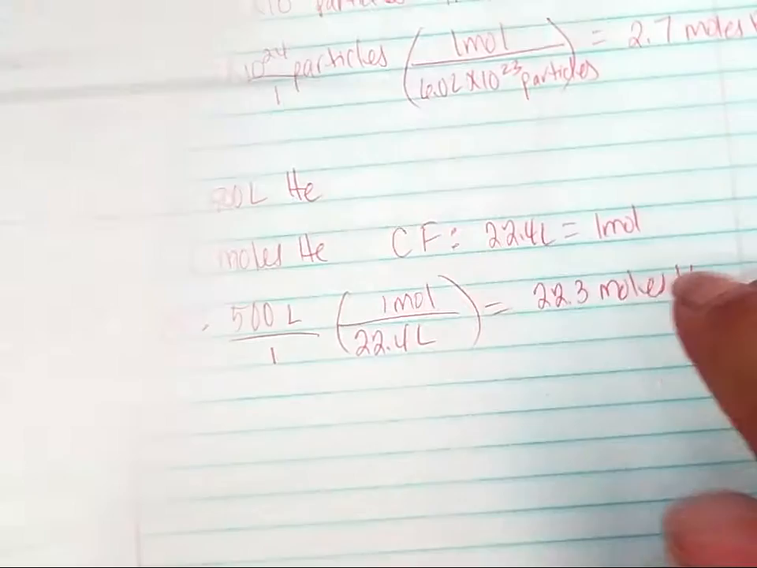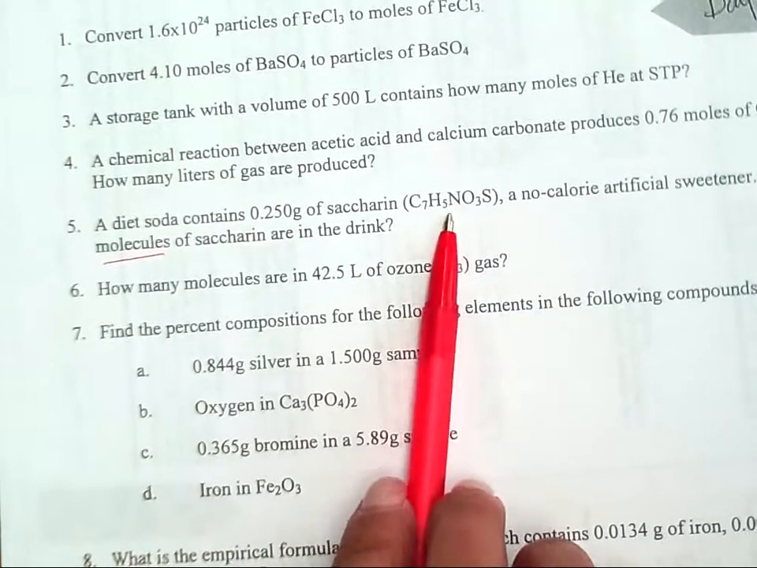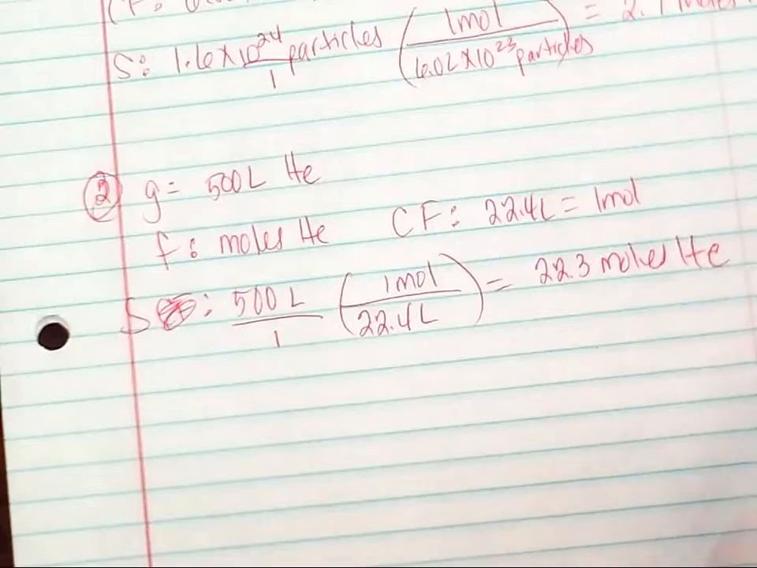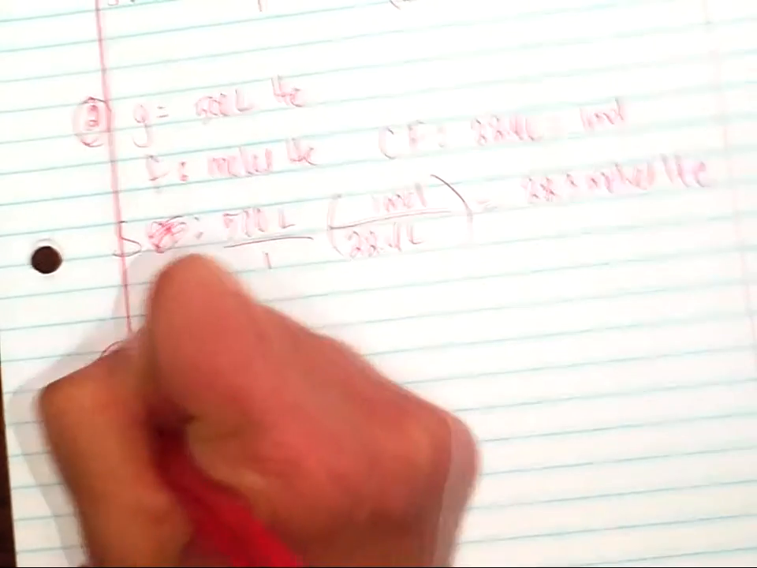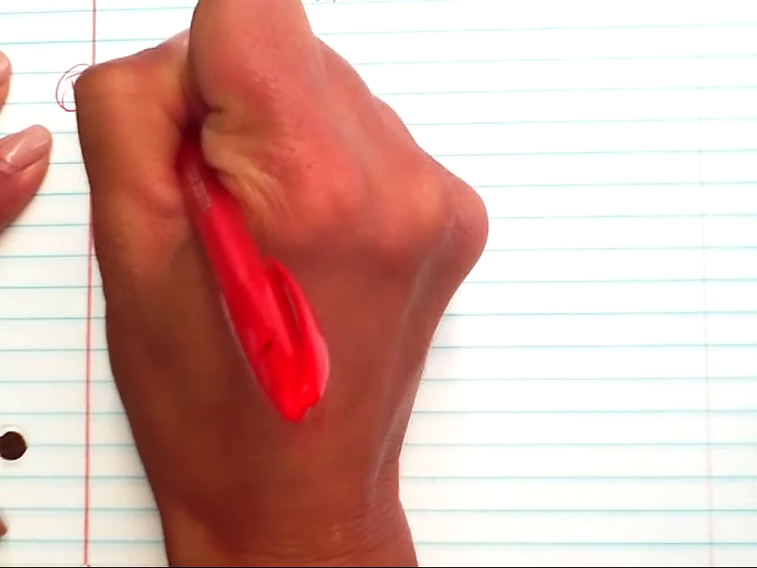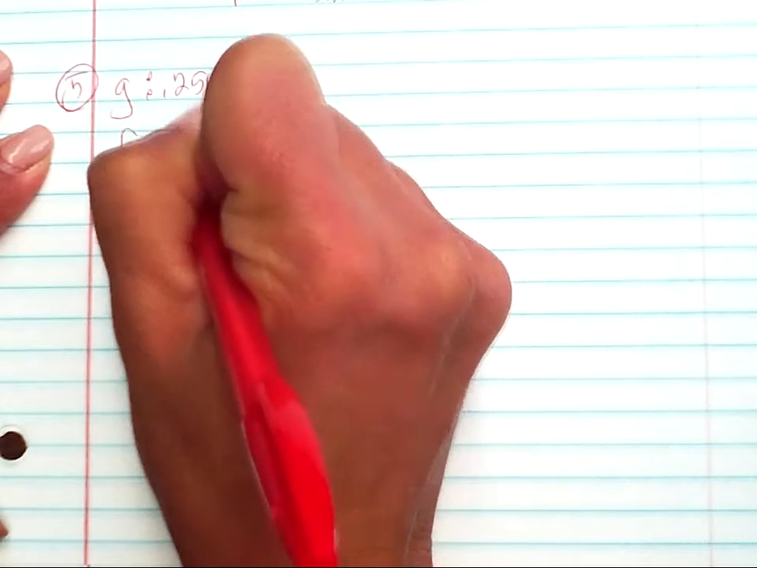Why is it called a molecule? Well, it's covalent. They're all nonmetals. Okay, so let's do this. For number 5, the given is 0.250 grams. The find is molecules.